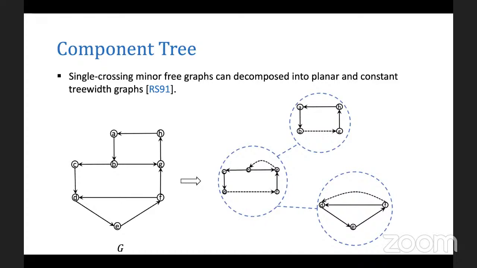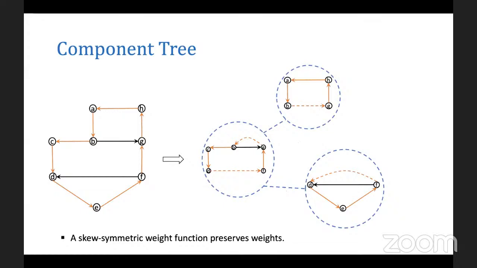It is known that single crossing minor free graphs can be decomposed into planar graphs and constant treewidth graphs. Assume that this graph G on the left is a single crossing minor free graph. It can be decomposed into smaller subgraphs such that each of these subgraphs is either planar or of constant treewidth. What we get from this decomposition is that if we have a cycle in a single crossing minor free graph, then that cycle will either be contained completely inside a component on the right, or it will span more than one component on the right. So here, if we look at this cycle, yes.